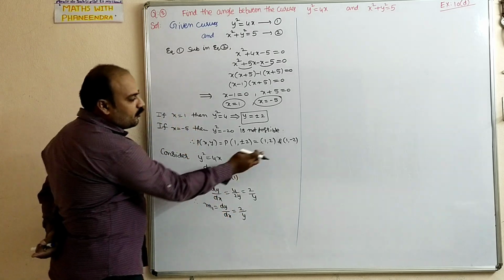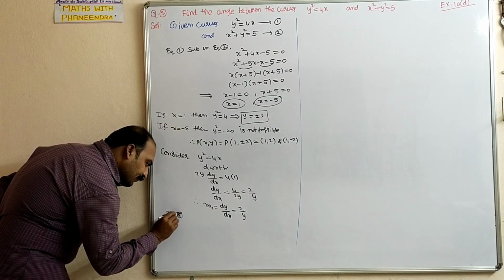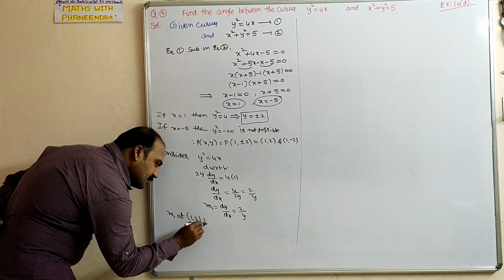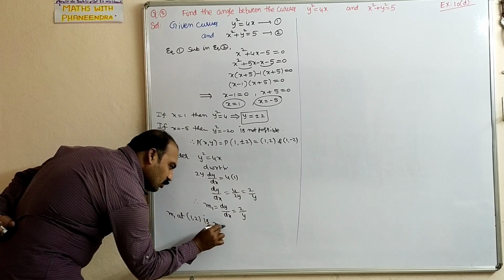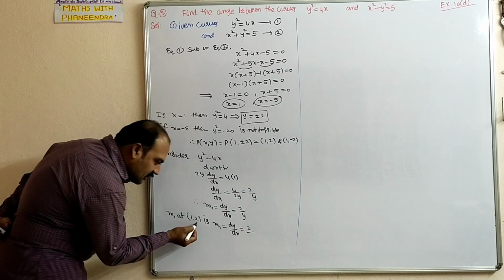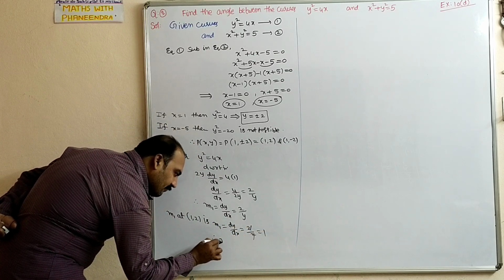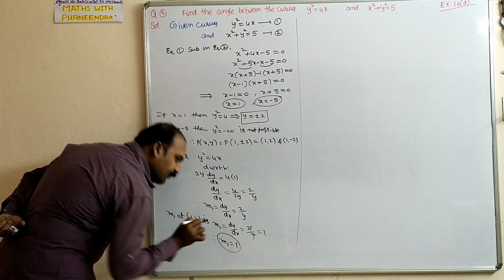Slope of the first curve at what point can you take? 1 comma 2. So therefore, m1 at 1 comma 2 is m1 equal to dy by dx equal to 2 divided by y value, which is 2, which is equal to 1. Therefore, m1 is equal to 1.